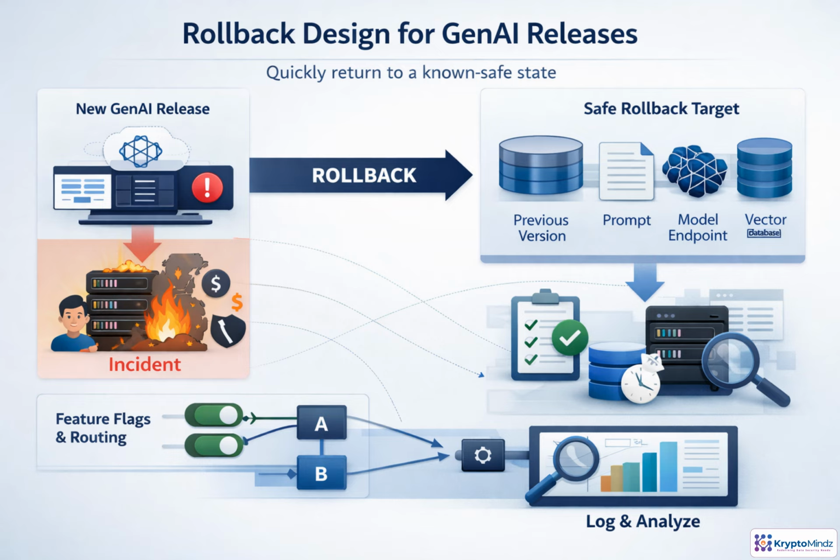Practice the traffic switch, prompt rollback, and index recovery path during normal operations. Finally, keep the failed release's logs and traces. They are evidence for root cause analysis and better evaluations next time.